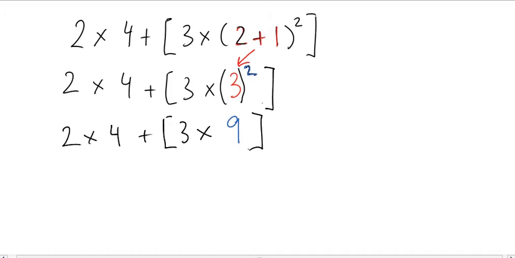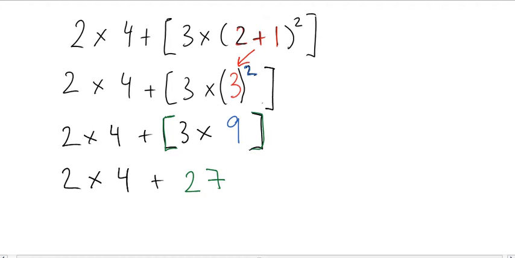Okay, so now we have this last bracket left. This bracket here. So we solve that one first. So here's our bracket. We're just going to solve that. So we say 2 times 4 hasn't changed. Plus, and then this bracket here, it's 3 times 9, it's 27.